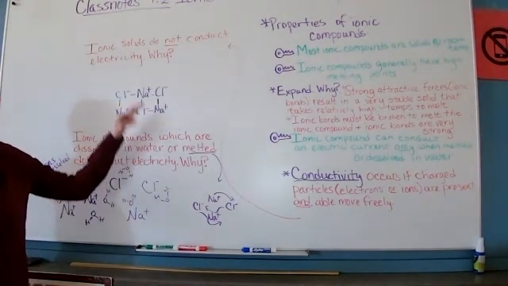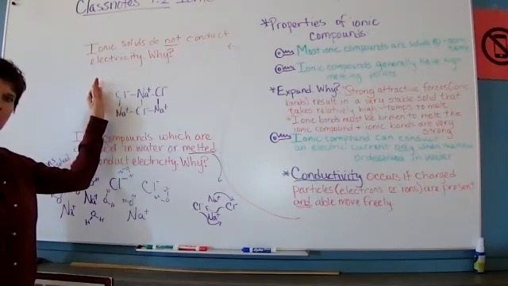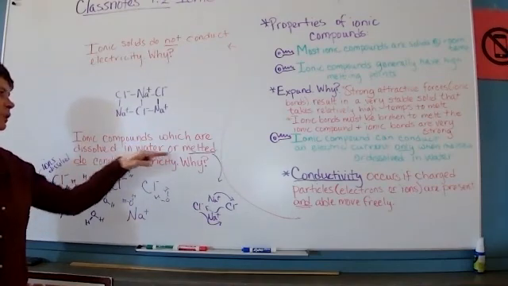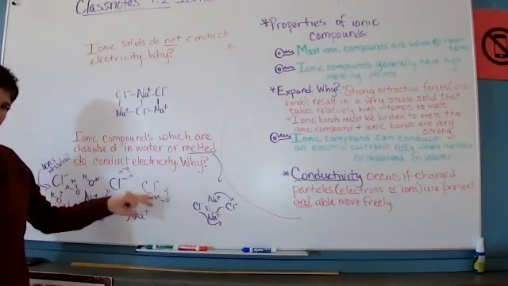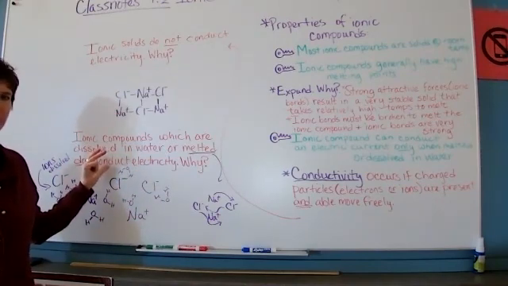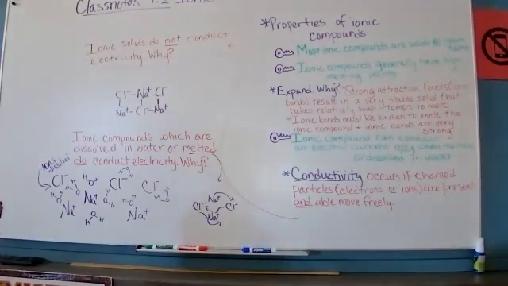Okay, so that's the difference between ionic solids, which do not conduct. Their charged particles are not free to move. And ionic compounds, which are dissolved in water or melted, have charged particles that are now free to move. And that's why we have conductivity of electricity for ionic compounds, which are melted or dissolved in water.